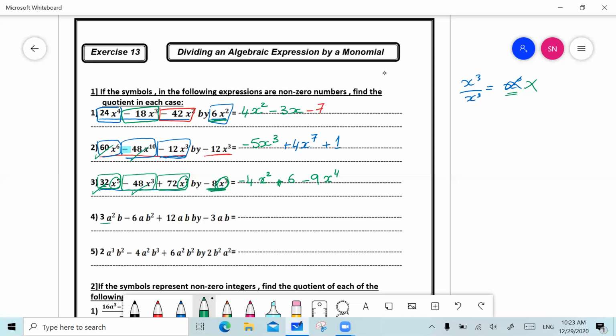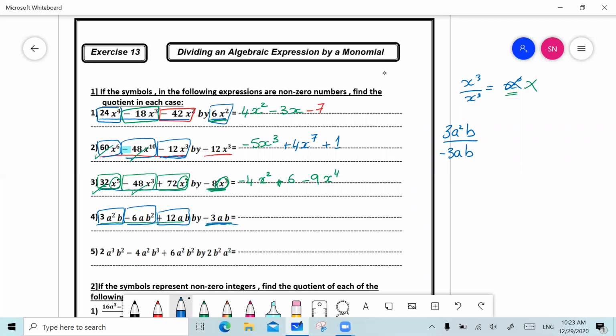Again, we have here an expression, and I want to divide it by a monomial. So what I should do is, first, I have a term called 3a squared b, another term called negative 6ab squared, and positive 12ab. I'm going to divide each term alone by the monomial that I have. So here I will have 3a squared b. I want to divide it by negative 3ab.